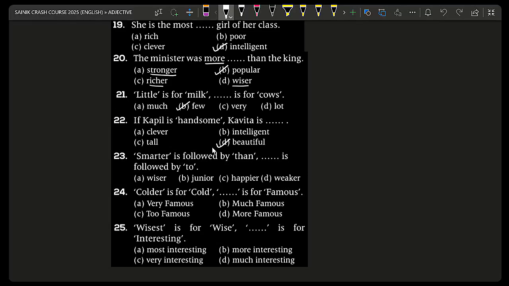Weaker. Happier is too happy. Sir, happier. Happier also takes than only. He is happier than me. He is weaker than me. He is wiser than me. But suppose you are in fifth class and a fourth class student came, you can say the statement: you are junior to me. It's not you are junior than me. You should say junior to me, right? Junior is followed by to. That's why option B.